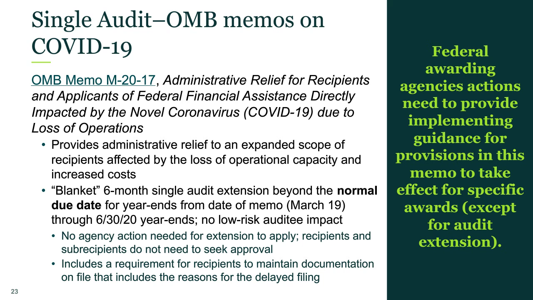The memo provides administrative relief to an expanded scope of recipients affected by the loss of operational capacity and increased costs as a result of COVID-19. In the memo, there were 13 administrative relief exceptions, such as flexibility with SAM registration, flexibility with application deadlines, and exemption of certain procurement requirements, just to name a few.